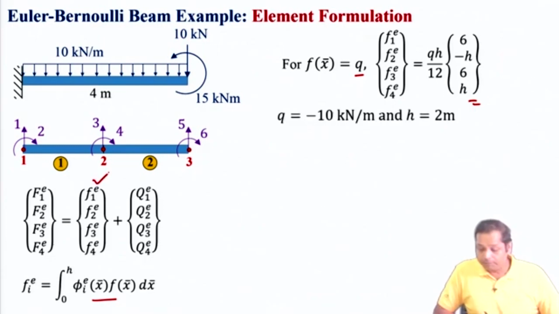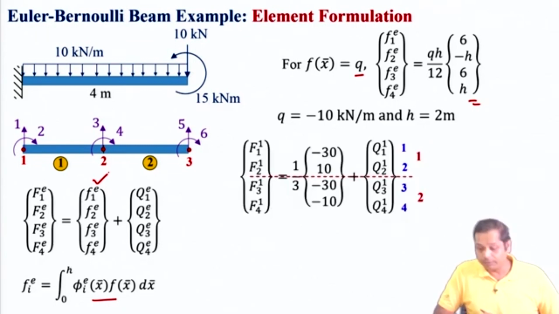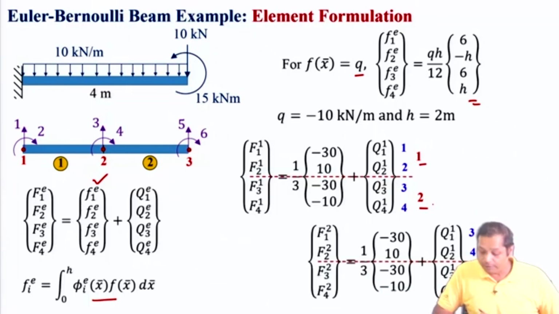So, for our problem, we have Q equal to -10 and h equal to 2. If we substitute that, our element level load vector for this part will be this. Again, the red 1 and 2 indicate the global node numbers. And for element number 2, this is the element load vector.